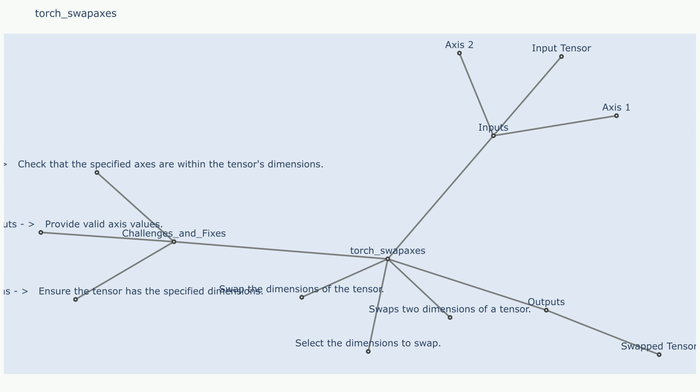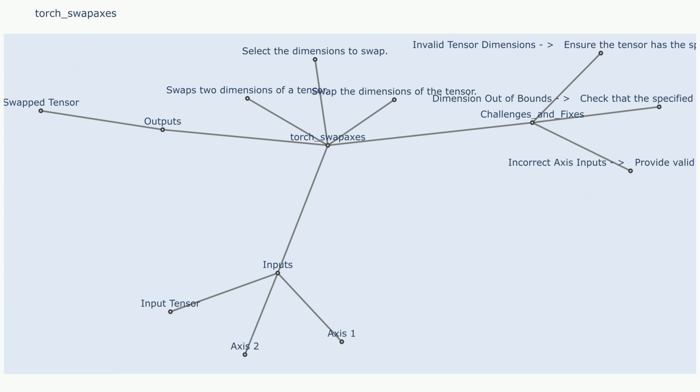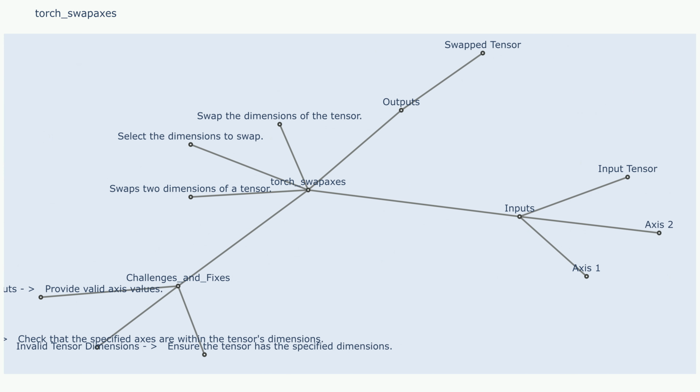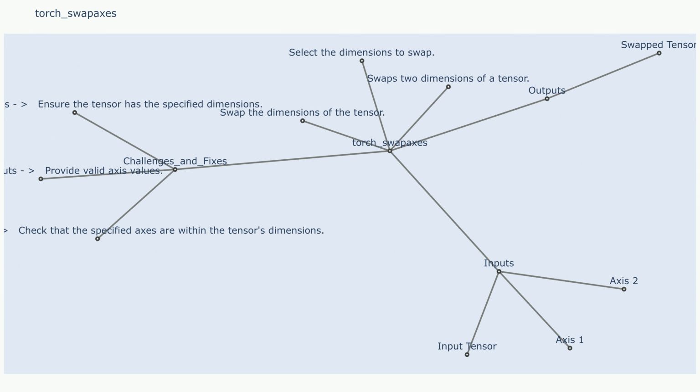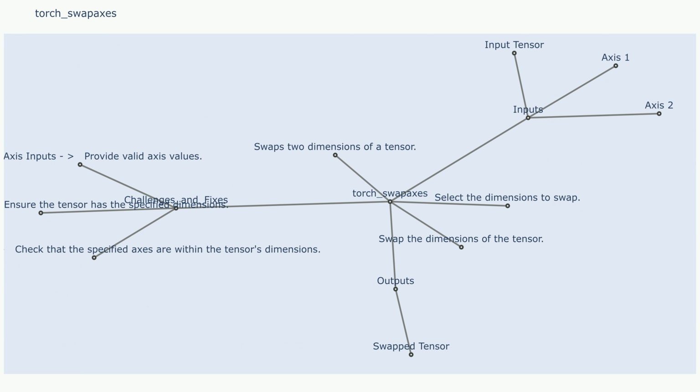Steps. Step 1: the torch swapaxes function takes the input tensor and the two axes you want to swap as arguments. Step 2: the function internally rearranges the tensor's data by swapping the contents of the specified axes. This means that the elements at indices corresponding to the swapped axes are interchanged. Step 3: finally, the function returns the swapped tensor. The data within the tensor is now reorganized based on the swapped axes.